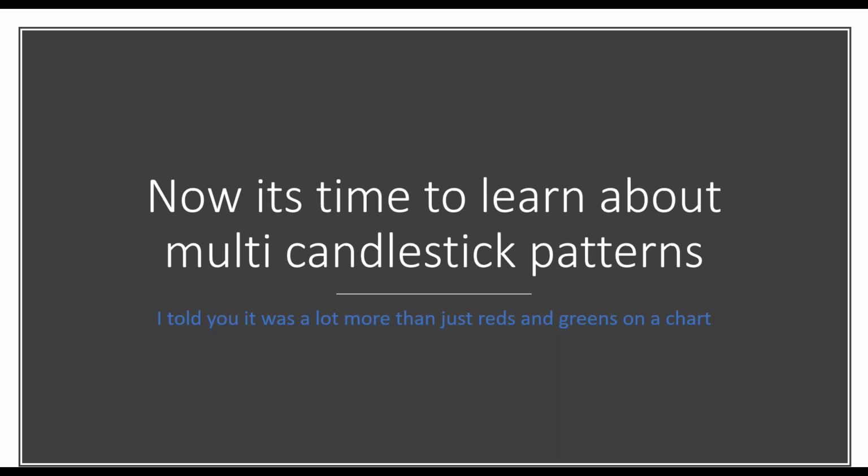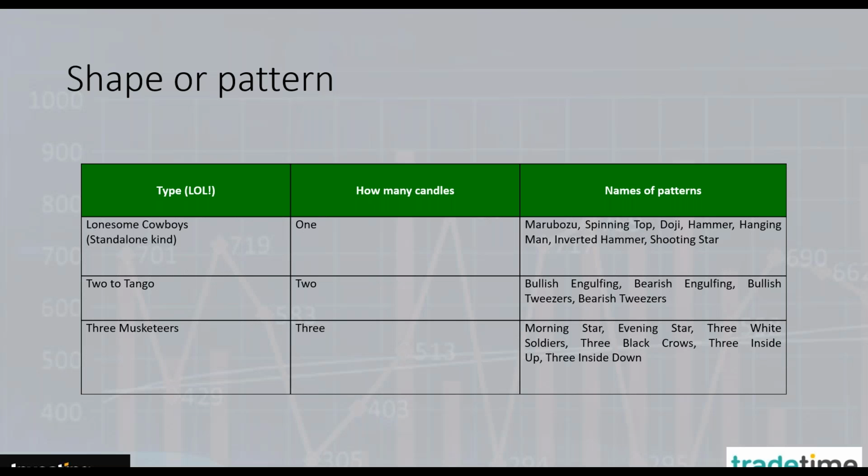But now it's time to learn about multiple candlestick patterns. And as I told you, it's a lot more than just reds and greens on a chart. Now, the little chart I'm popping up here on the screen, I didn't make up. I got it from, I think, Forex Factory or somebody. So they've named them Lonesome Cowboys, Two for Tangos, and Three Musketeers. It's just something that the author, whoever developed the chart, came up with. I just call them singles, doubles, and triples.